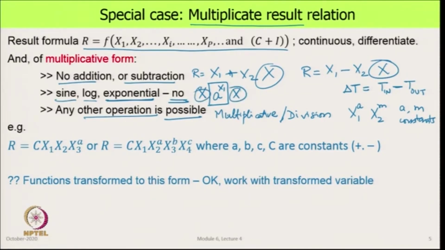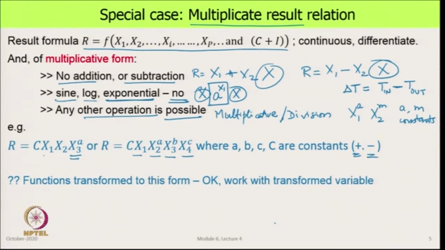So, examples of this are that the result is a constant times x1, x2 times x3 to the power a, or x1, x2 to the power a, x3 to the power b, x4 to the power c, where a, b, c are constants and they could be positive or negative. They could be less than 1, they could be more than 1, there is no restriction on that.